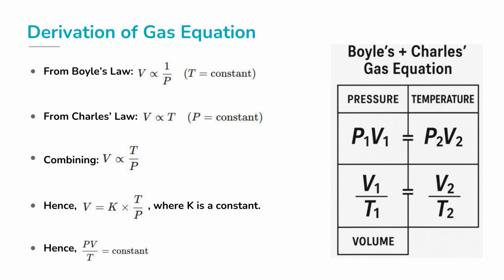Rearranging gives us the famous form PV divided by T equals a constant. And there you have it, the gas equation, born from the marriage of Boyle's and Charles's laws.